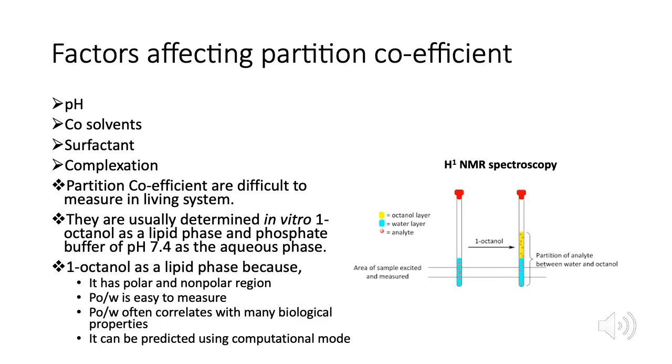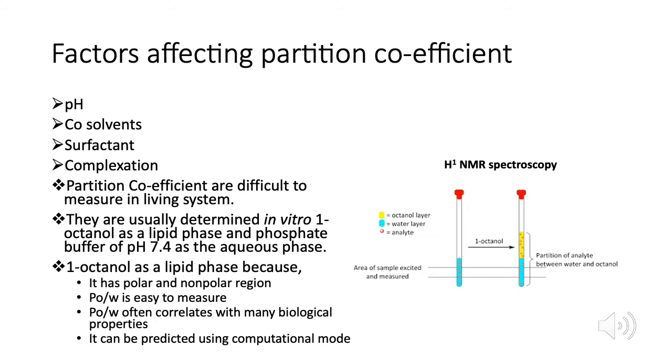There are a number of factors affecting the partition coefficient. We've got pH, co-solvents, surfactants such as PEG, and complexation. So partition coefficients are difficult to measure in a living system, as there are many factors going on. They are usually determined in vitro using 1-octanol as the lipid phase and phosphate buffer at a physiological pH of 7.4 as the aqueous phase.